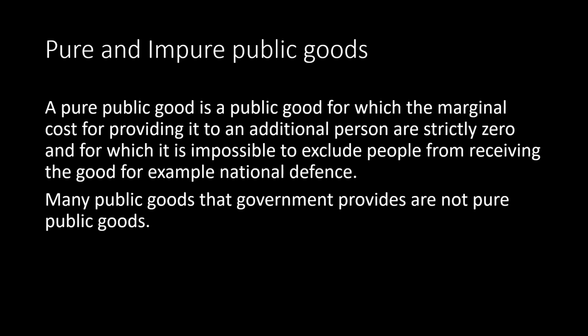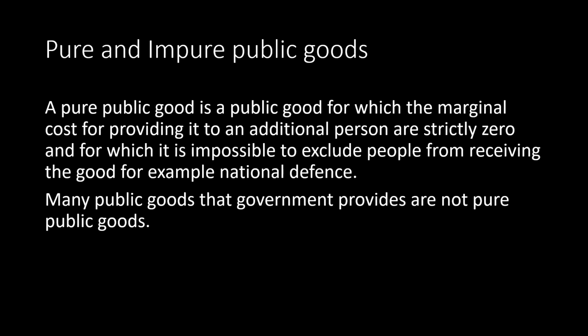So we're going to talk about pure and impure public goods. A pure public good is a good for which the marginal cost of providing it to an additional person is strictly 0, and for which it is impossible to exclude people from receiving the good, for example, national defense. So in these pure public goods, the cost of exclusion is high. Costs like tolls and administration costs to exclude a person are really high, and the marginal cost of providing it to an additional person is strictly 0.